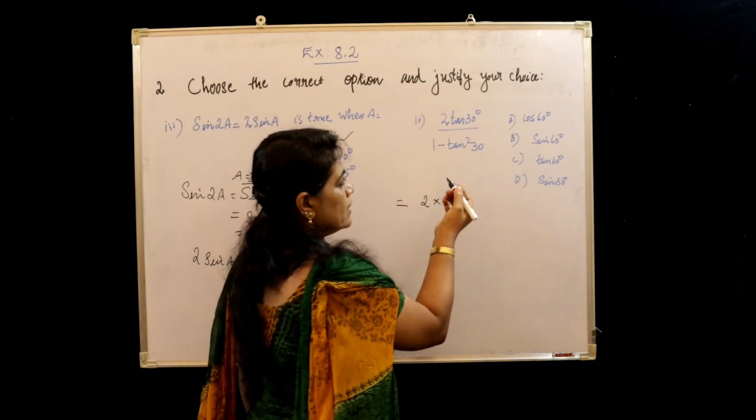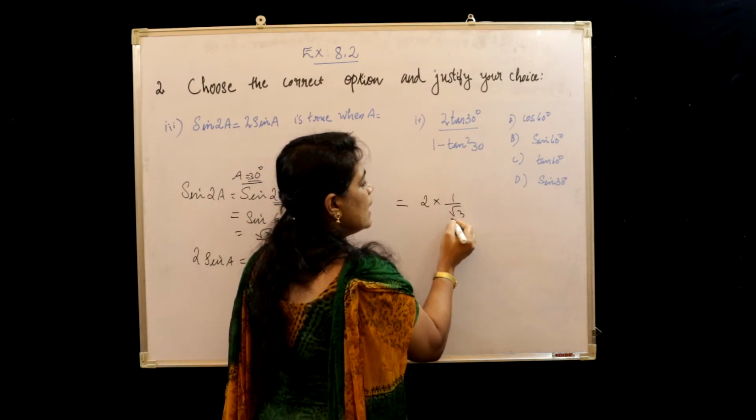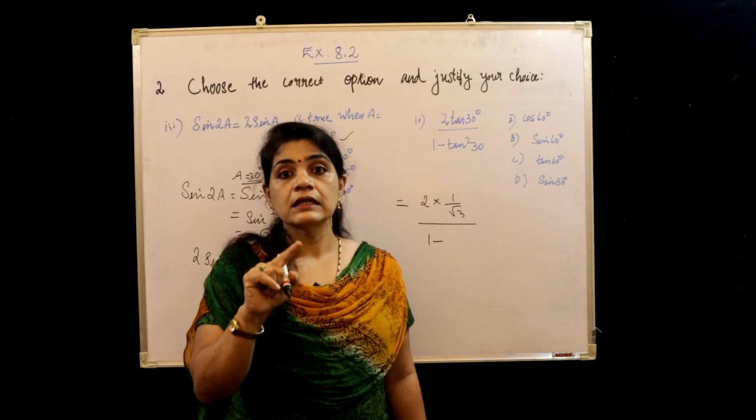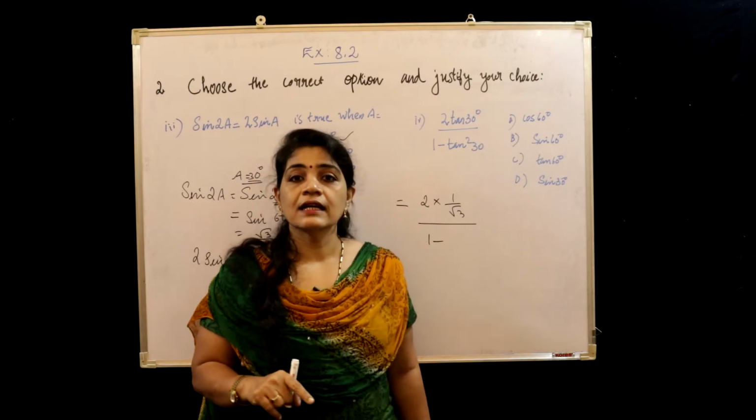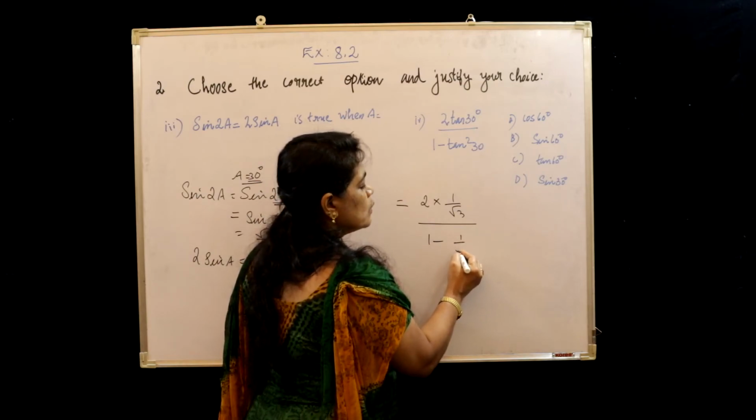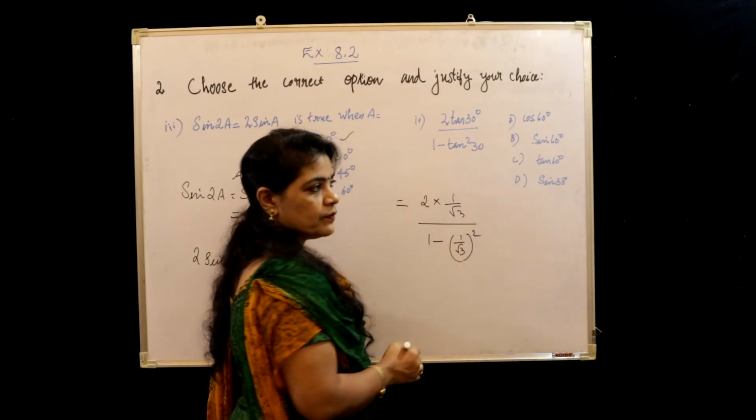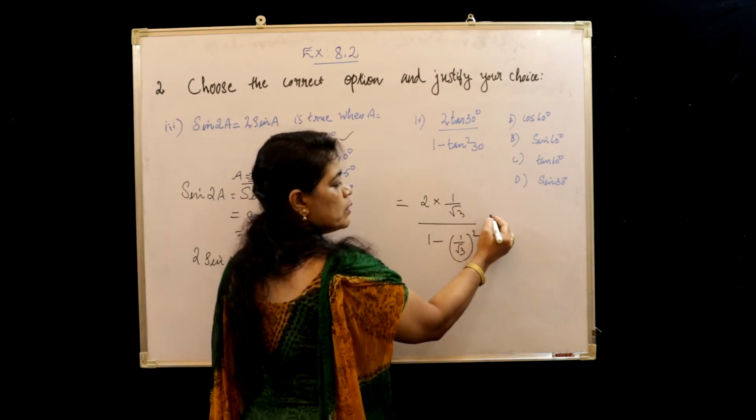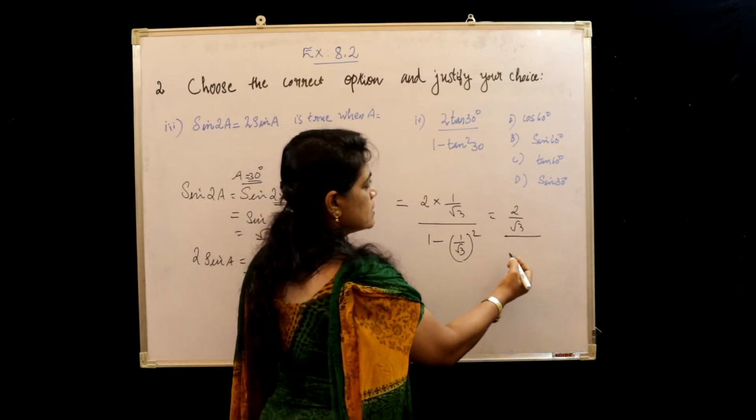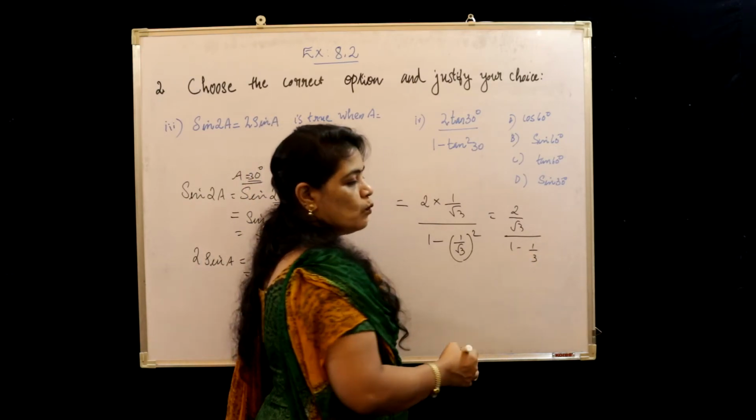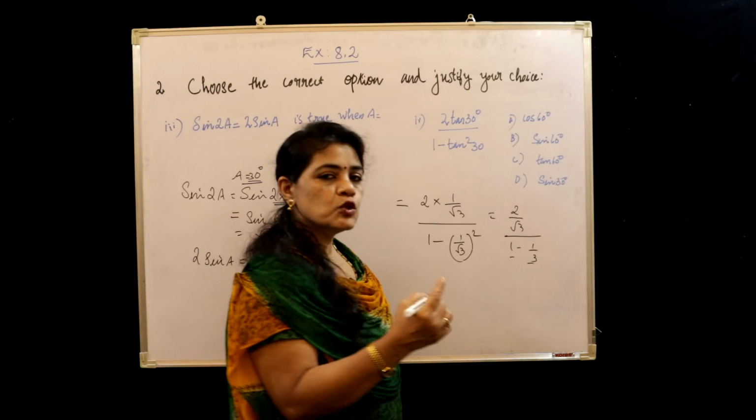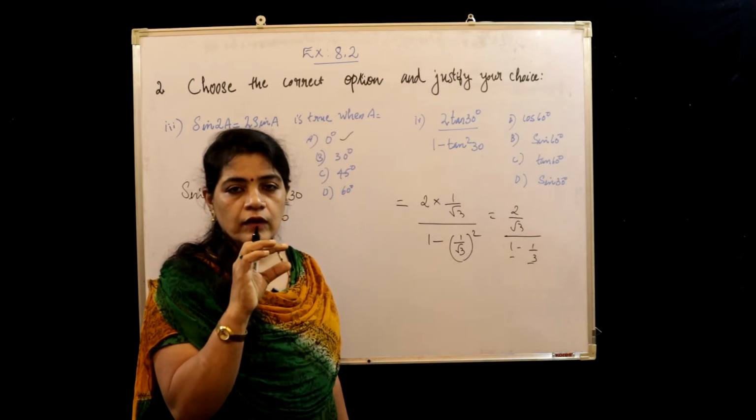Okay, or you can by heart the value, that is 1 by root 3, divided by 1 minus tan square 30. That is tan 30 whole square. Tan 30 we have already seen that 1 by root 3. 1 by root 3 whole square. Okay, so 2 into 1 by root 3 is 2 by root 3 divided by 1 minus 1 by 3. 1 square is 1, root 3 square is 3 itself.